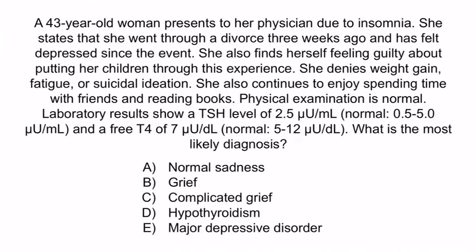She denies weight gain, fatigue, or suicidal ideation. She also continues to enjoy spending time with friends and reading books. Physical examination is normal. Laboratory results show a TSH level of 2.5 (normal is 0.5 to 5) and a free T4 of 7 (normal is 5 to 12). What is the most likely diagnosis? A, normal sadness; B, grief; C, complicated grief; D, hypothyroidism; or E, major depressive disorder.